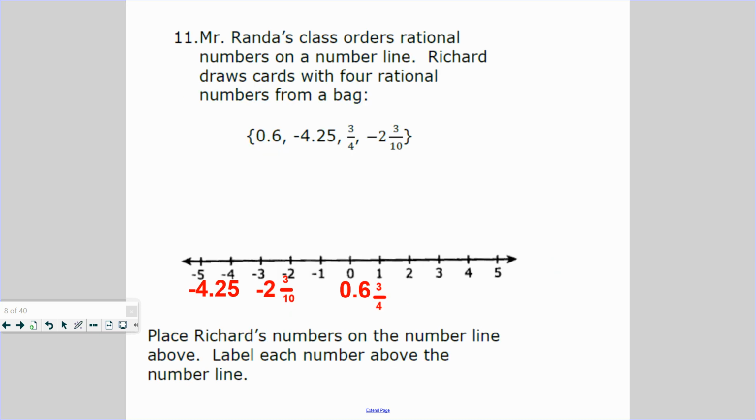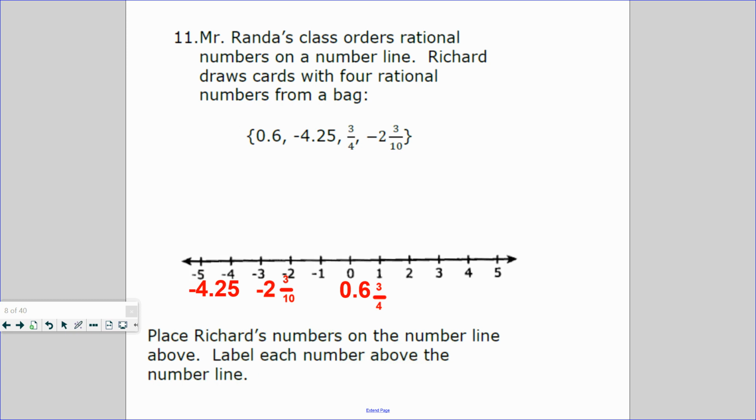11. Mr. Ronda's class orders rational numbers on a number line. Richard draws cards with 4 rational numbers from a bag. He placed Richard numbers on the number line above. Label each number above the number.